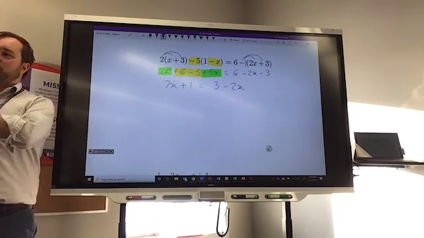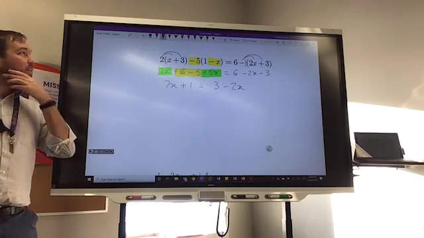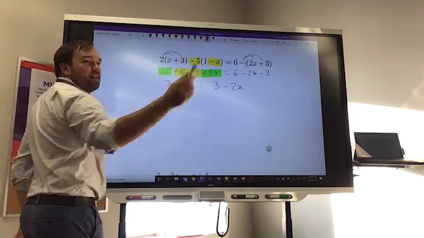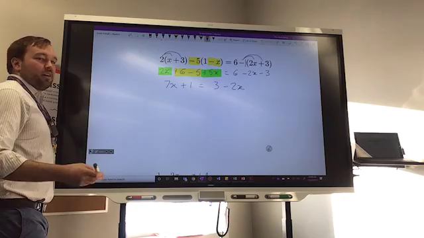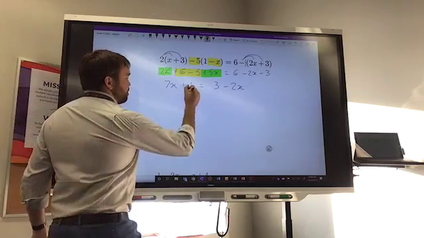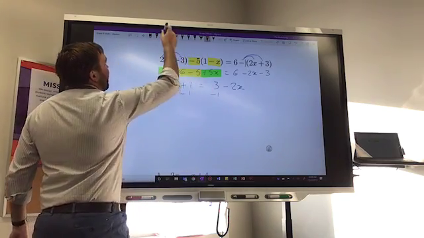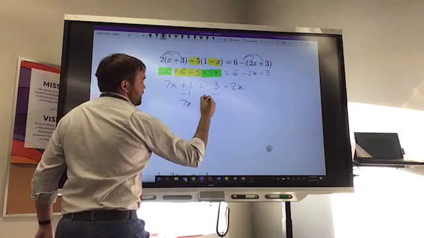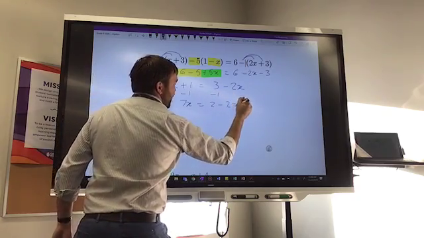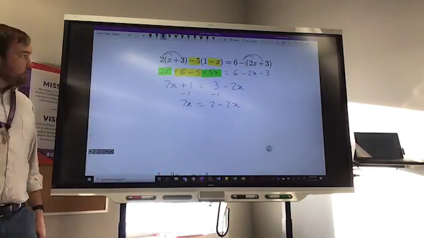Our aim is to get the x's on one side, numbers on the other. Anyone got any ideas of what to do next? Yes, Ben? Do you subtract 1 from 3? You could. You could subtract 1, subtract 1. And that would leave us with 7x equals 2 minus 2x. Then add 2x. Good, then add 2x.